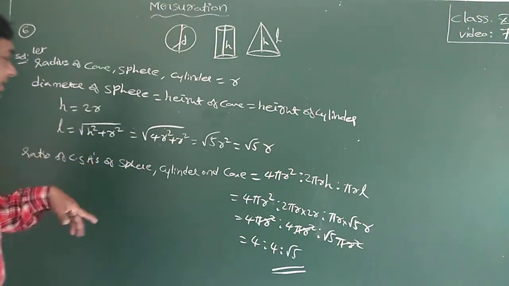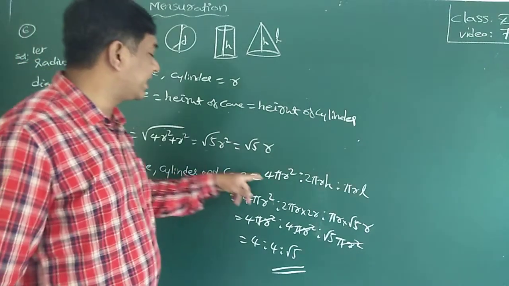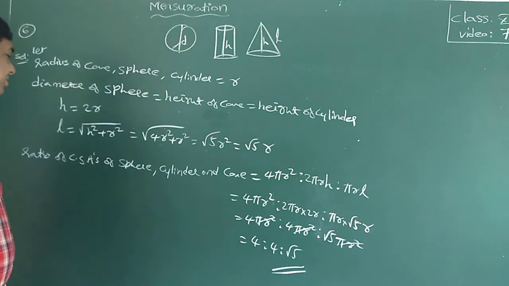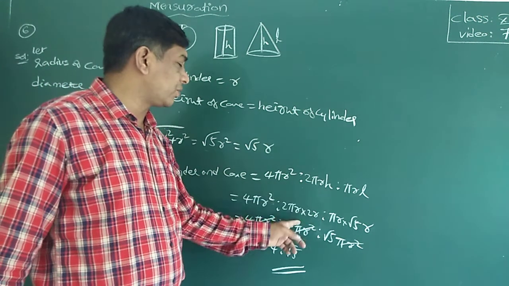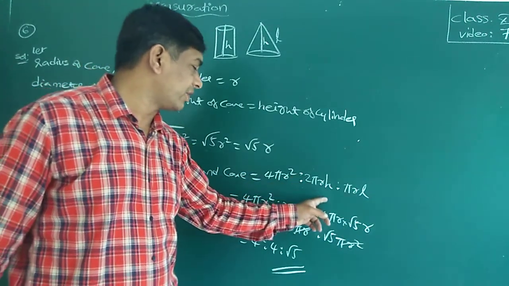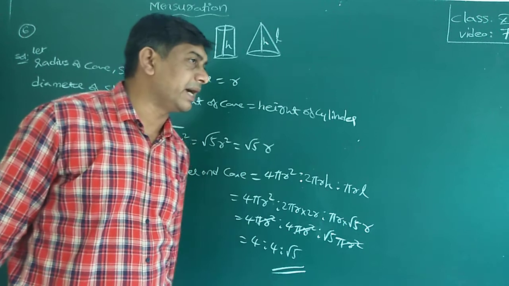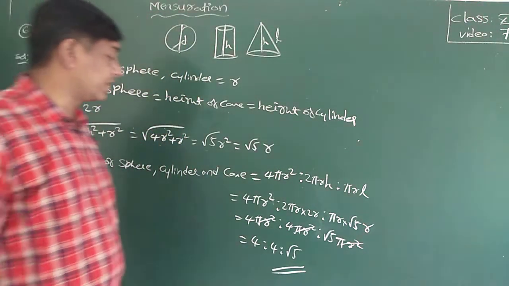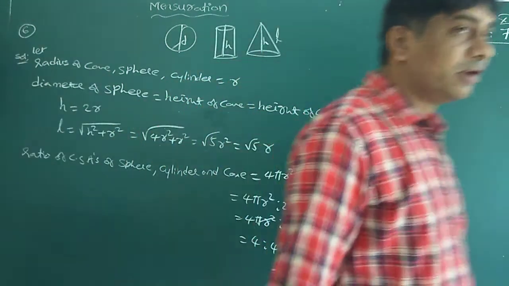The ratio of the CSAs of a sphere, cylinder and cone: 4 pi r square is to 2 pi r h is to pi r l. That is 2 pi r into h, h is 2r, l is root 5 r. That is 4 pi r square is to 4 pi r square is to root 5 pi r square. Pi r square cancels. 4 is to root 5.